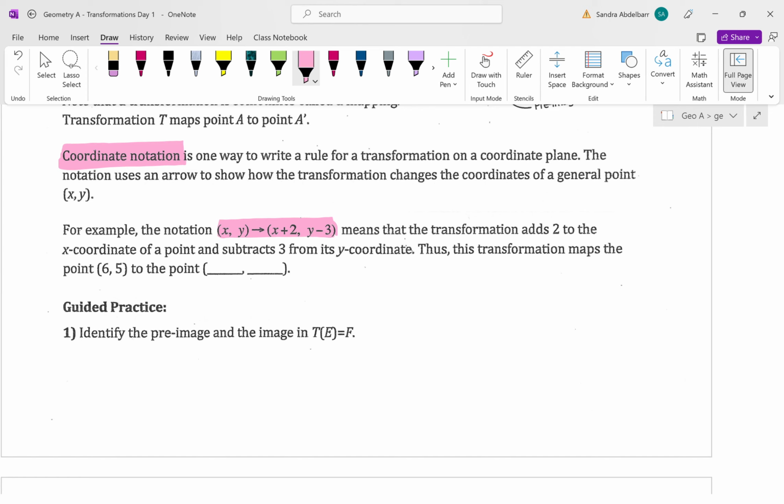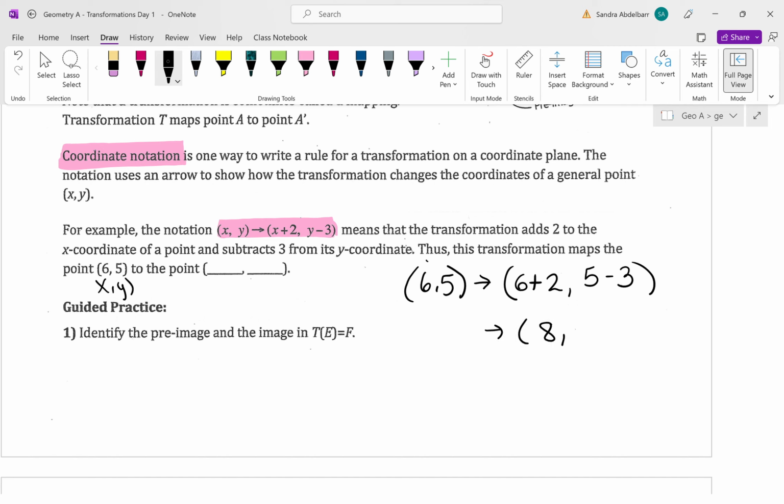If we were using this notation, if I had my pre-image point as (6, 5), where would I end up? We know this is x comma y, so we take (6, 5), add 2 to the x coordinate, and subtract 3 from the y coordinate. So our image is going to be (8, 2). Our new point is (8, 2).